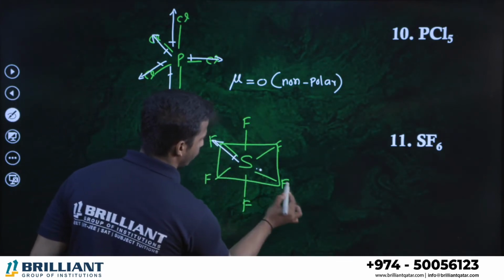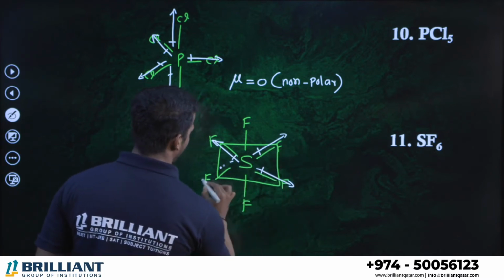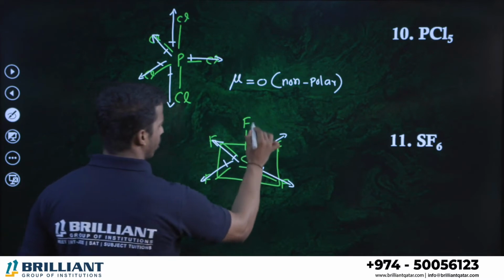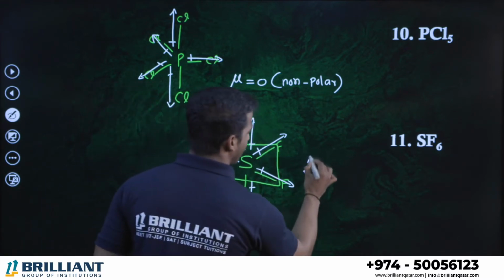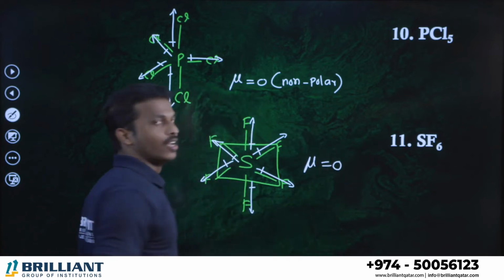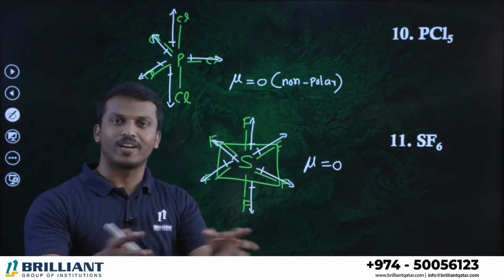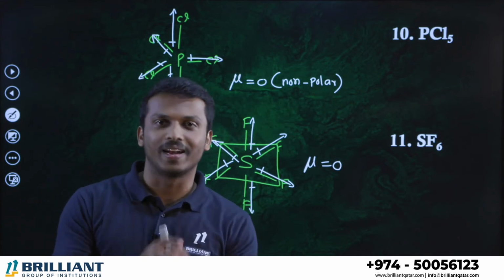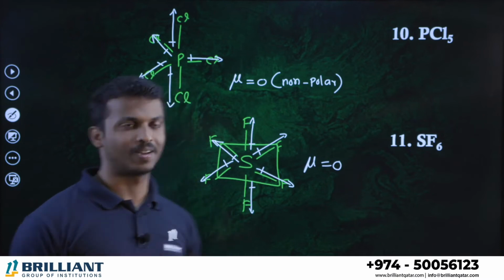So fluorine, fluorine. These two fluorine cancel each other. Fluorine, fluorine. They cancel each other. One fluorine upward, one fluorine downward. That's also cancel each other. Dipole moment is 0, dear. So in octahedral geometry, if all the surrounded species are similar, their dipole moment will be 0. Therefore, they are non-polar. Got it?